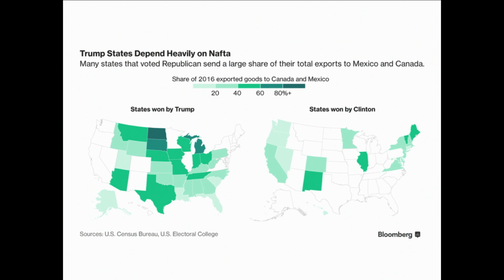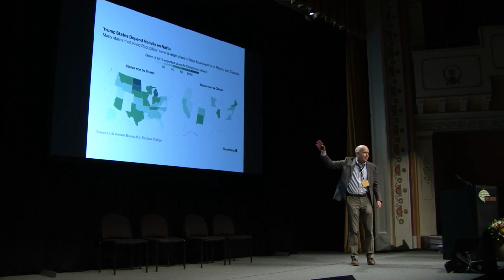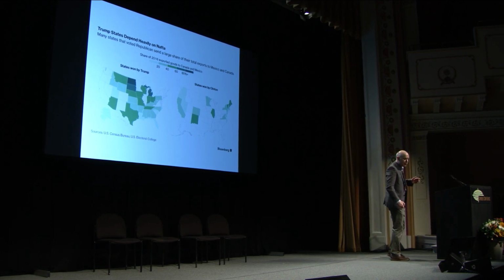And the chart explanation was like this: Mr. President, you won the Midwest. Those are states that export to Mexico. You're going to be hurting your own voters, your own constituents, if you pull out of NAFTA. You can't do that. The states that voted for Hillary, they don't export to Mexico. So they're not going to be affected. Don't hurt your own constituents. So he backed off and said, we'll renegotiate it.